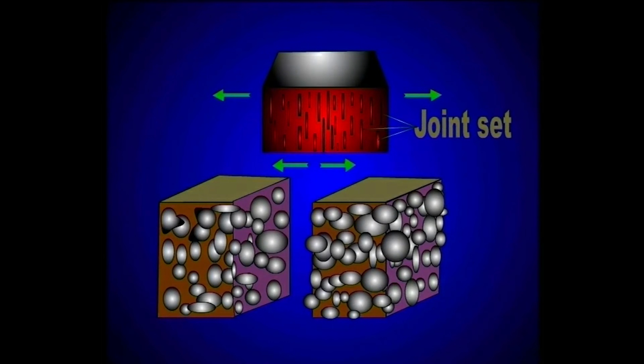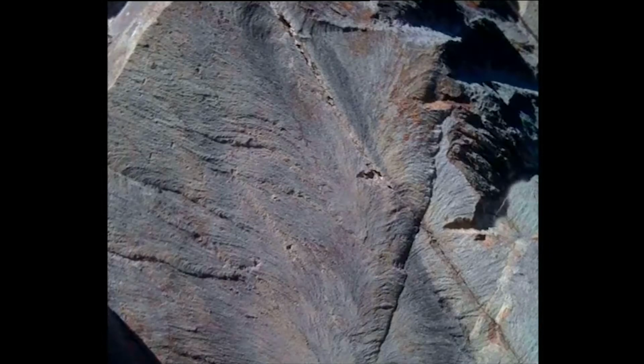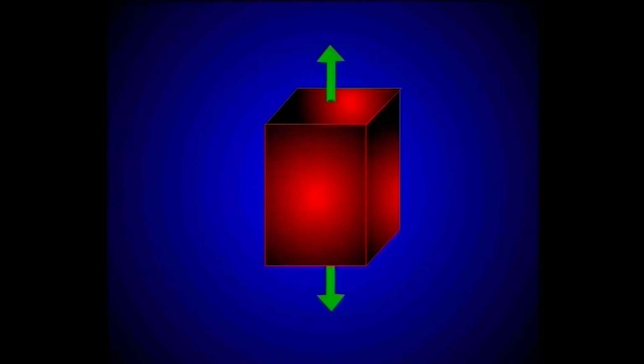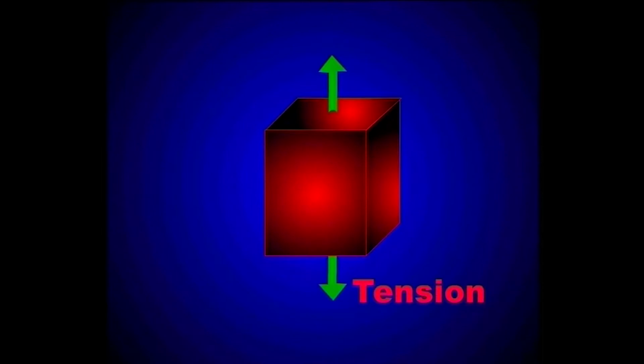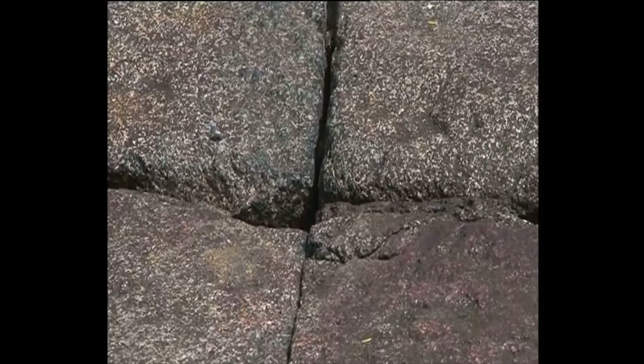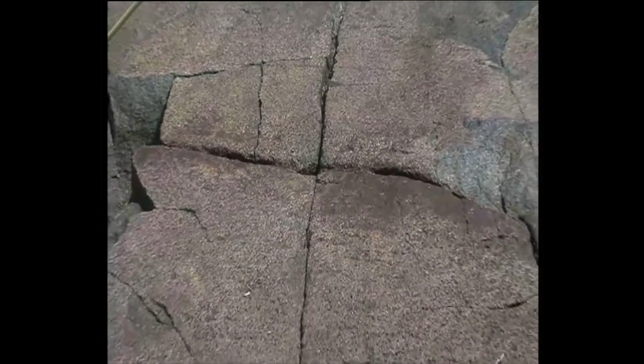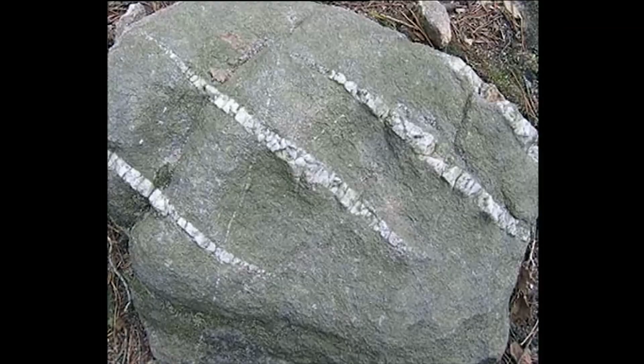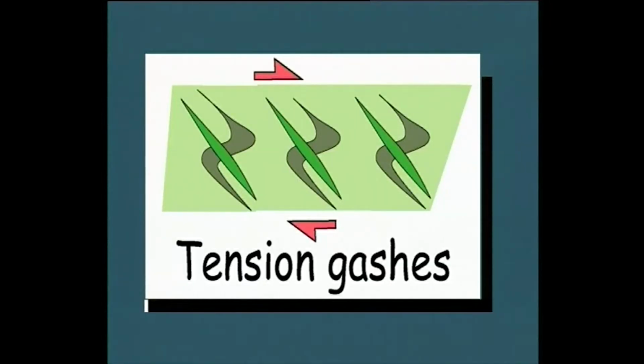The extension joints are of two kinds. Extension joints that develop perpendicular to the direction of maximum tension as a result of applied directed stress may be planar fractures, or they may appear as lenticular fractures which are later filled up by material coming up from below. The latter, the lenticular fractures, are also known as gash fractures or tension gashes.